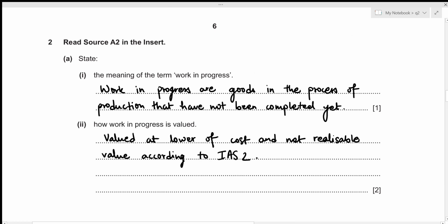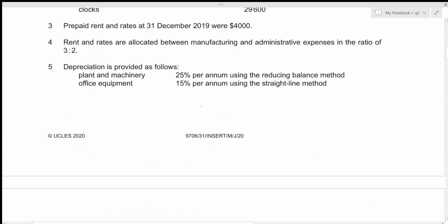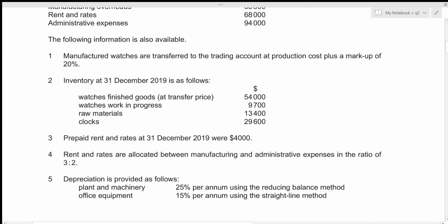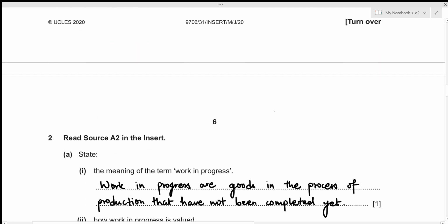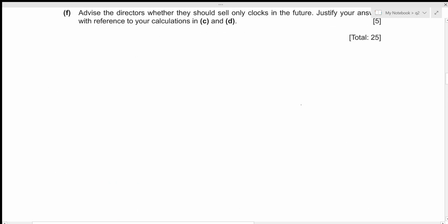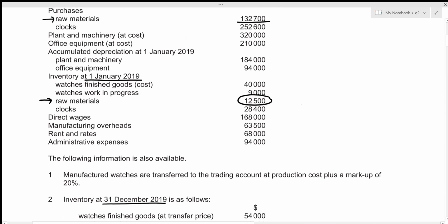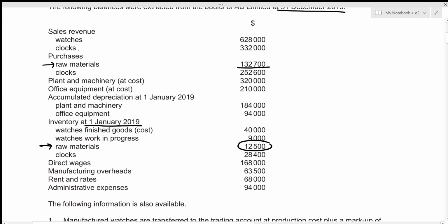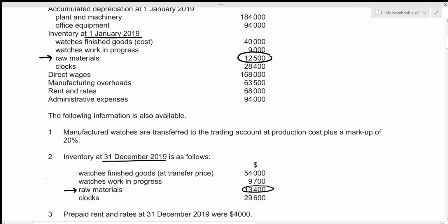Let's have a look above. We are given inventory at 31st December 2019, which is actually the closing inventory, and we're talking about raw materials. So the closing inventory of raw materials amounted to 13,400. Let's include this in our manufacturing account. So that's 13,400. And we need to subtract our closing inventory, so that's a bracket. Let's have a look if there is any other expenses relating to our raw materials. Okay, I think we've included everything.